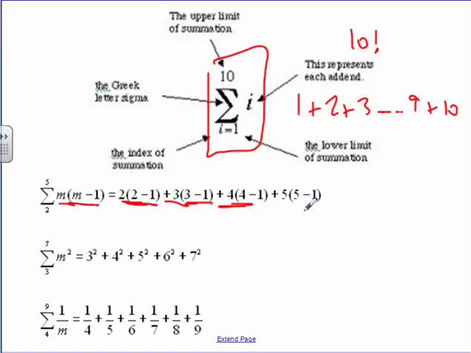Well, then do 4 minus 1, and 5 minus 1. And then in theory, you could keep going forever, right? You could go till 6 minus 1, 7 minus 1. So really, this top number here is the upper limit, and this bottom number here is the lower limit as to where to start from.